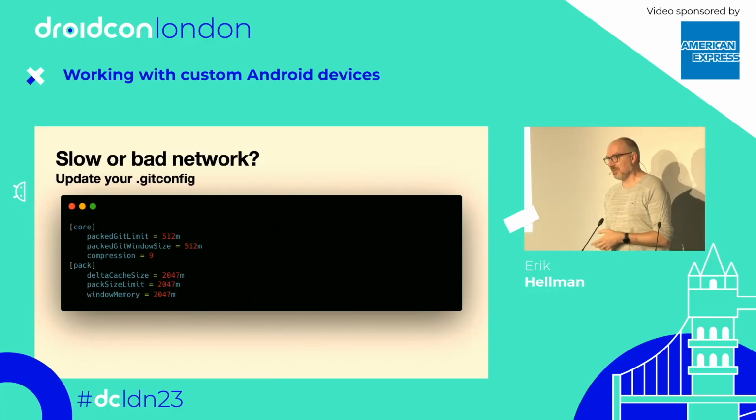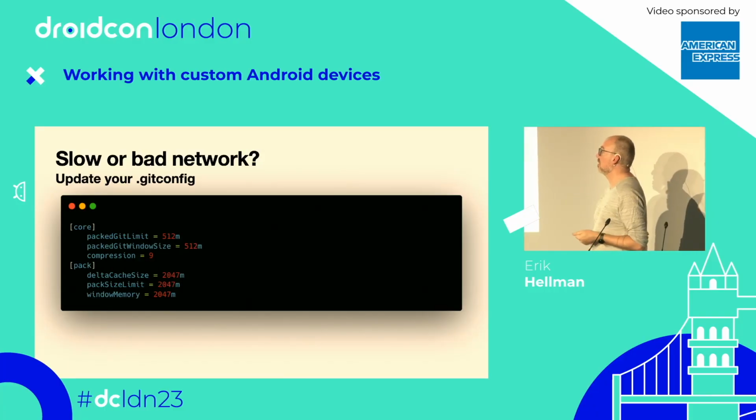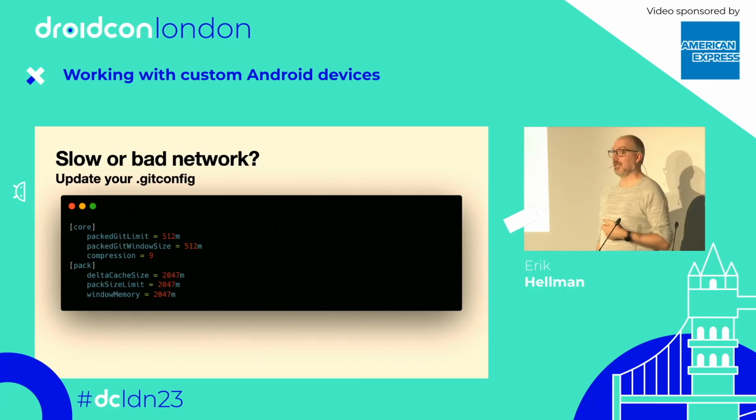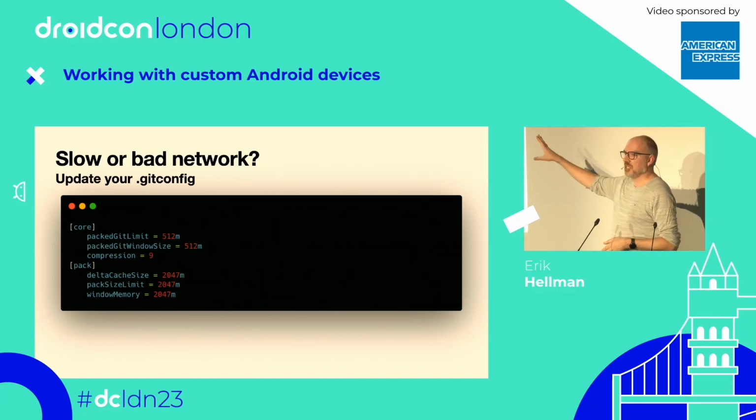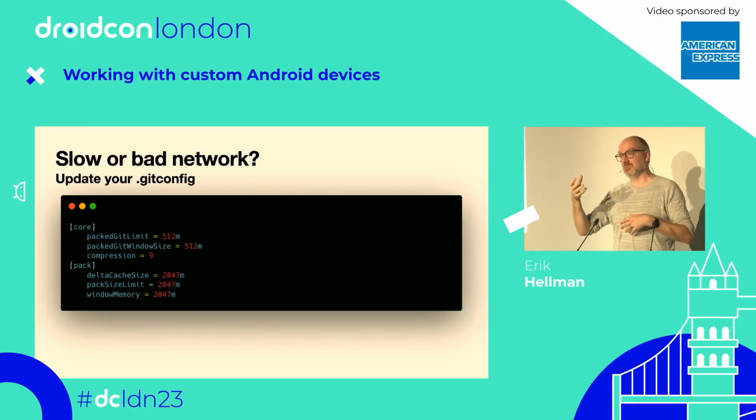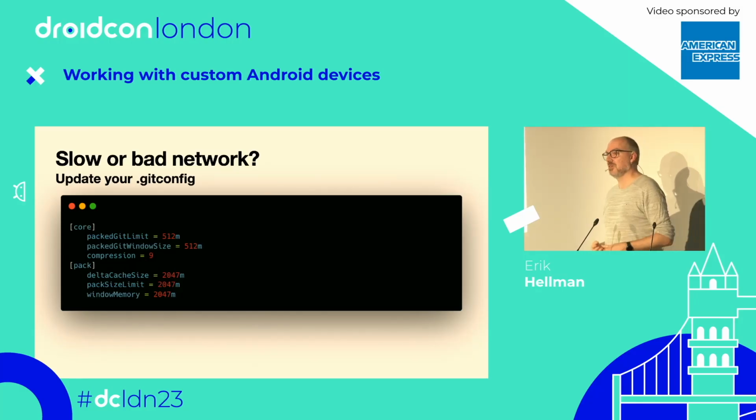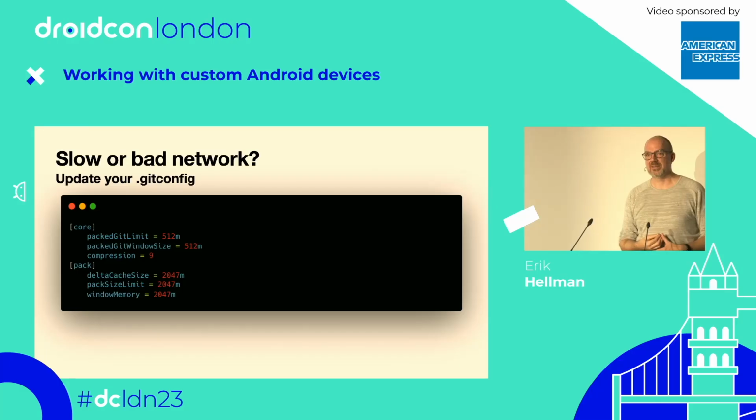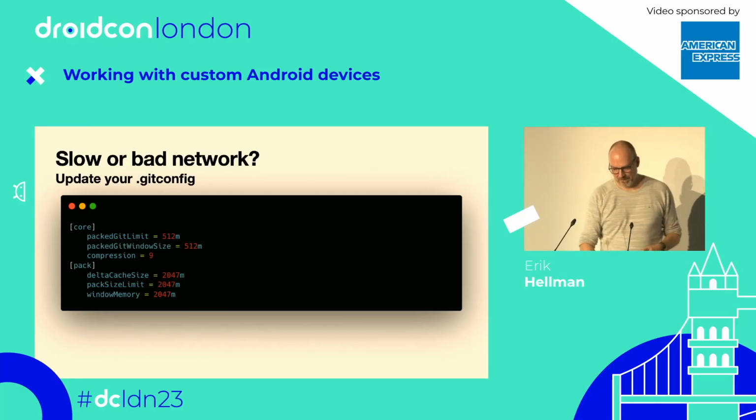Is the network really slow and you're getting a lot of problems anyway? You might need to update your Git config. This is something I learned just a few weeks ago. You can go in and check the Git configuration manuals for what this means. But yeah, you can try this, you can tweak them, but you might need to update your Git config for adapting to bad network conditions. There are more parameters as well, of course, you can add.